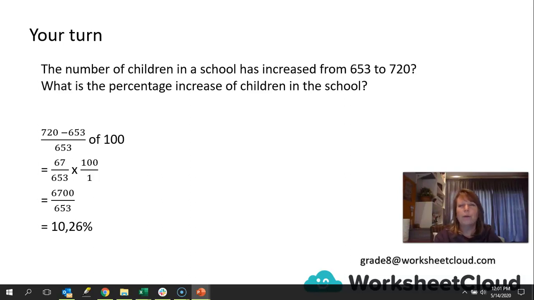Now you're probably going, why on earth would you want to find this out? Well, if you were running a school, you would want to see how well it's doing, and you would want to see the percentage increase as your school is growing. Or, as it is now, with all this nonsense going on with COVID-19, schools may lose some children, and so they would want to know the percentage decrease. So there you can see the percentage increase in this school was 10,26.